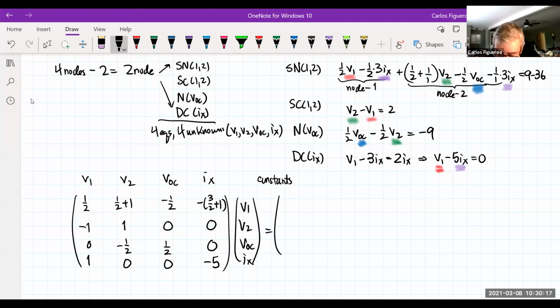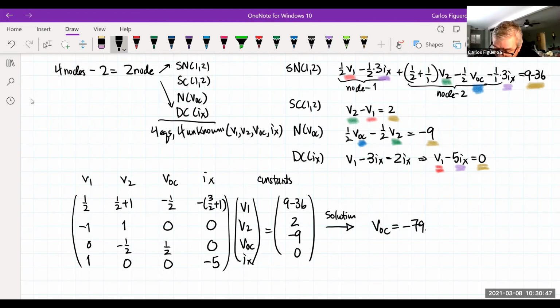Now let's look at my constants. So this should be 9 minus 36, 2, right? I should have been doing this here. Here's my constants. So then if I start to put those in, I get minus 9 and I get 0. So if I look at the solution to this, using matrix magic, I get VOC is minus 79.3 volts. So I now have VOC.